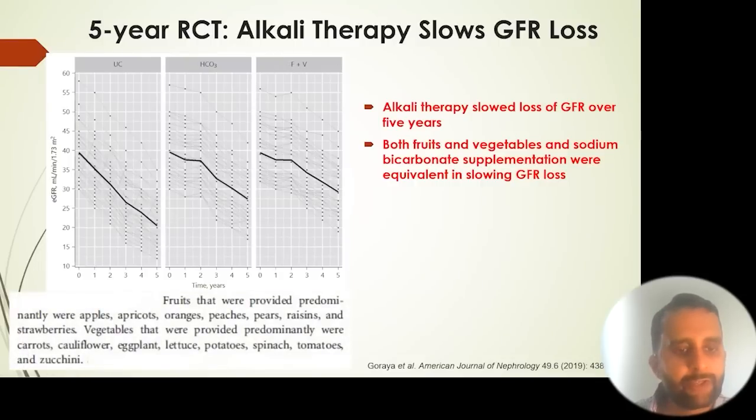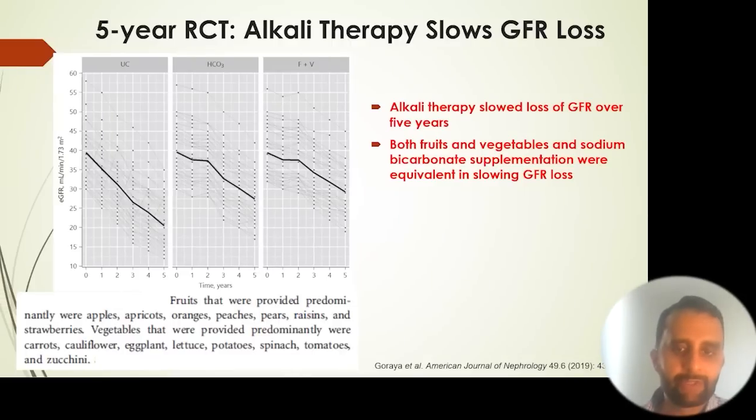The fruits and vegetables that they used were not anything out of the ordinary. They used just your regular run-of-the-day fruits and vegetables: apples, apricots, oranges, peaches, pears, raisins, strawberries. Vegetables included carrots, cauliflower, eggplant, lettuce, potatoes, spinach, tomatoes, and zucchini. It's important to note that these folks consumed potatoes and tomatoes, which have historically been avoided because of the potassium content, but we'll get to that a little bit later.